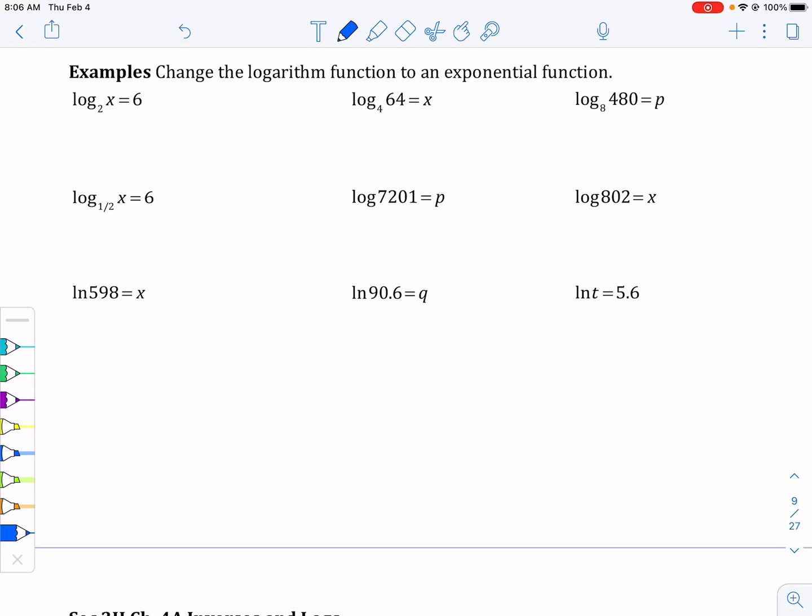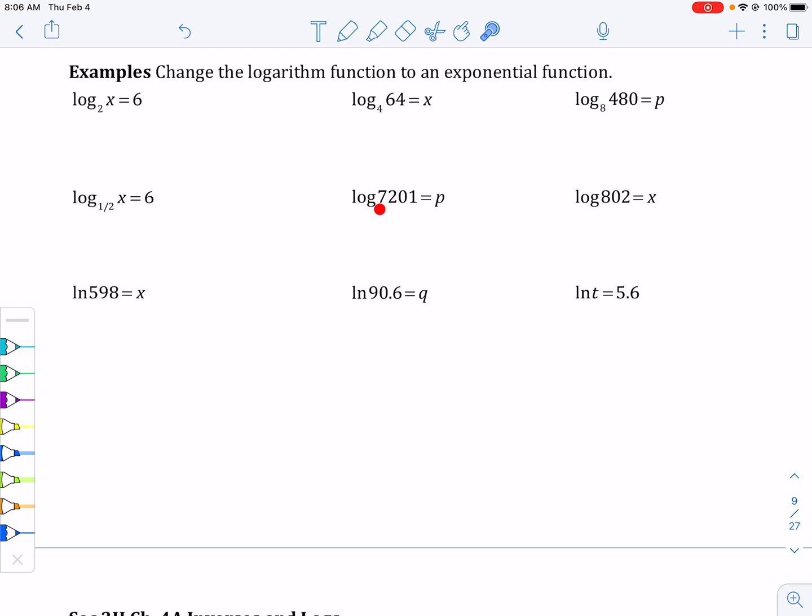Now we're going to look at going the other direction, where we have logs and we want to switch to exponential. You still start with the base. This time you're looking at the base of the log. So the base of the log is the thing that is subscripted. So the 4 is subscripted, the 8 is subscripted, the 2 is, the 1/2 is.